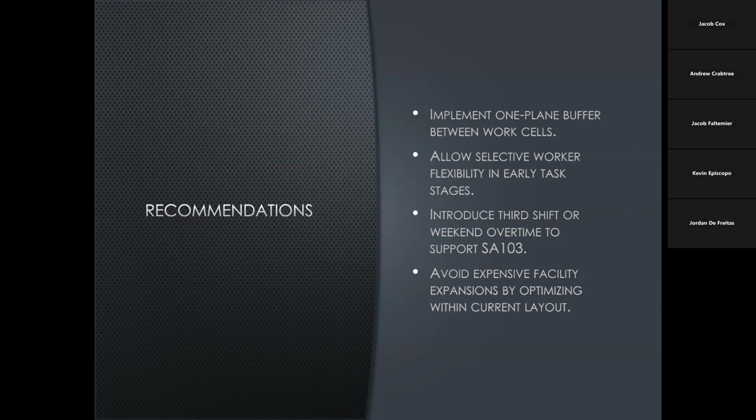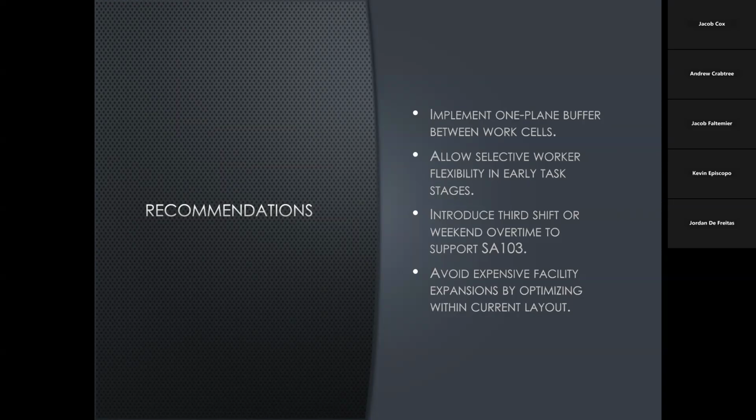Jacob Cox here again. Our recommendations are to implement 1 plane buffer between work cells. That has been shown from our initial calculations, and what we suggest would be better based on previous testing. We would allow selective worker flexibility in early task stages.